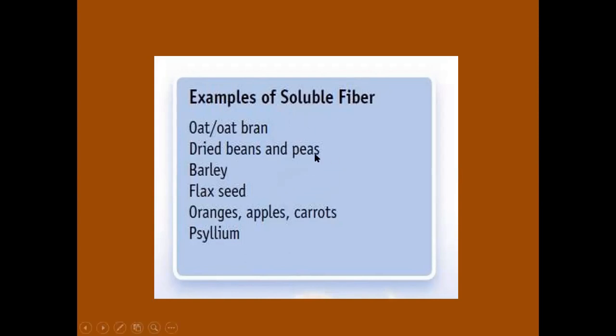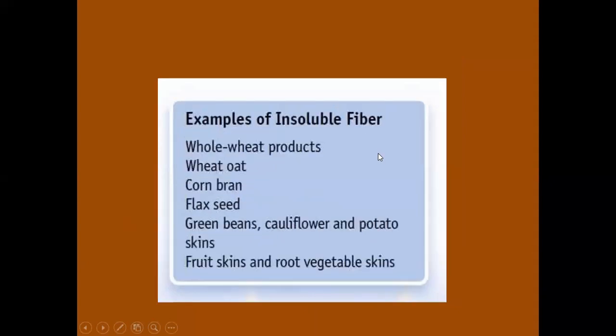Then dried beans, then peas, then barley, then flaxseed, that is alsi or isabgol, okay. Then linseed is also important. Then orange, apple, carrot, then psyllium. These are the important examples that contain soluble fibers.